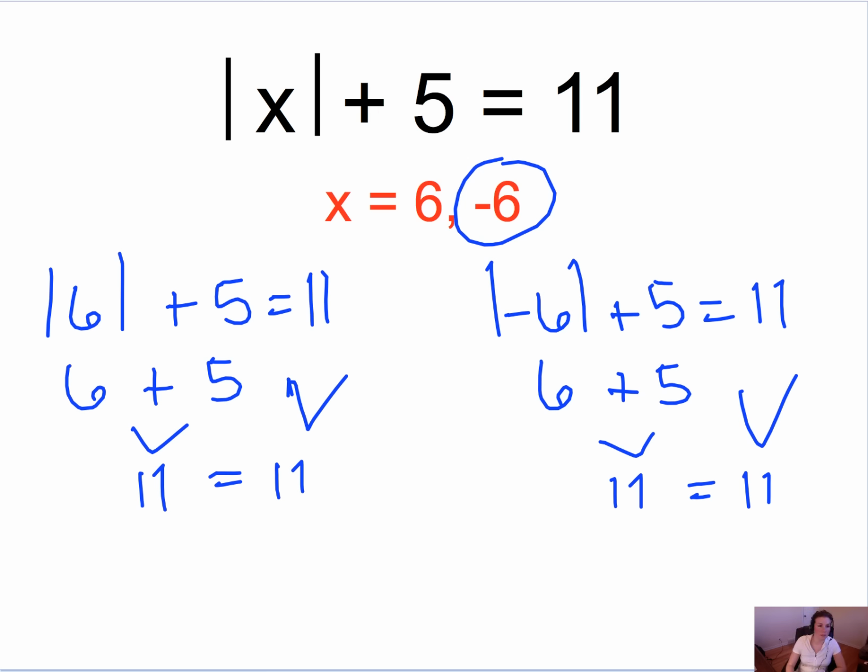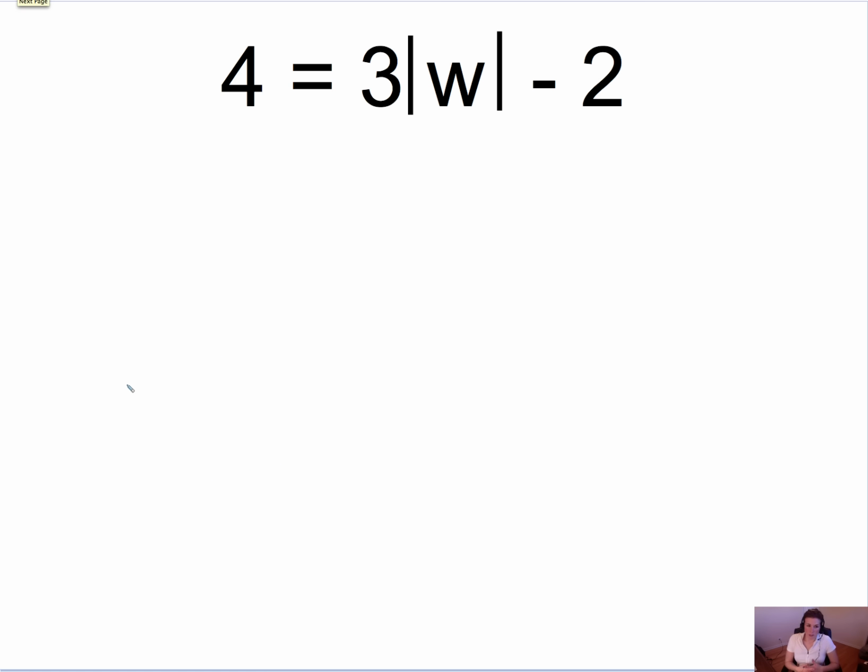All right, let's make it a little harder now. Now we've got 4 equals 3 times the absolute value of w minus 2. So separate our two sides. Remember, we want to get whatever's within that absolute value symbol by itself. So it's just the w now. We want to move the 3 and the 2, but just like when we're undoing equations, you want to undo addition or subtraction first. Therefore, we need to move the minus 2 by adding 2 to both sides.